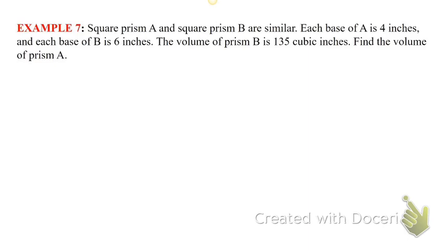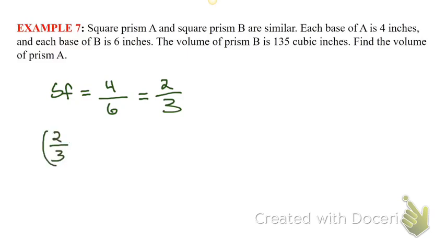So a square prism A and a square prism B are similar. So we've got two prisms that are similar. Each base of A is 4 inches and each base of B is 6 inches. The volume of B is 135 inches. Find the volume of A. So what we can do is we know that the scale factor is 4/6, which is 2/3. So all we need to do is cube the 2/3, just like it said in the previous, and then write a ratio.